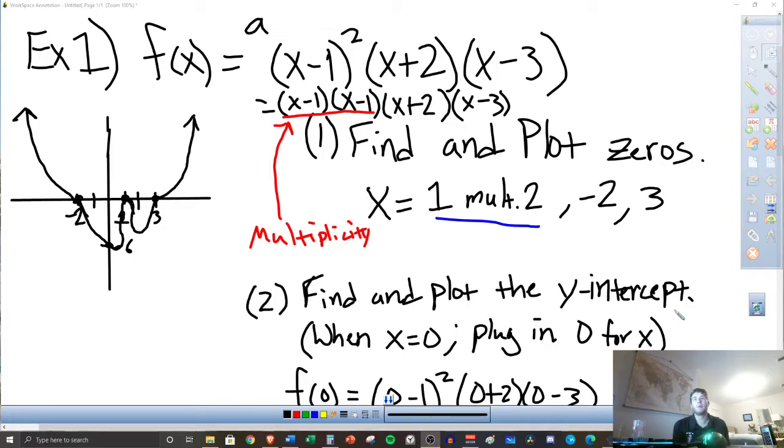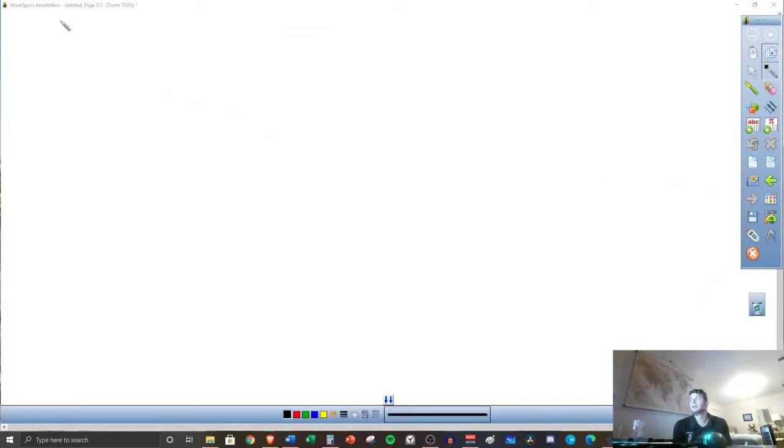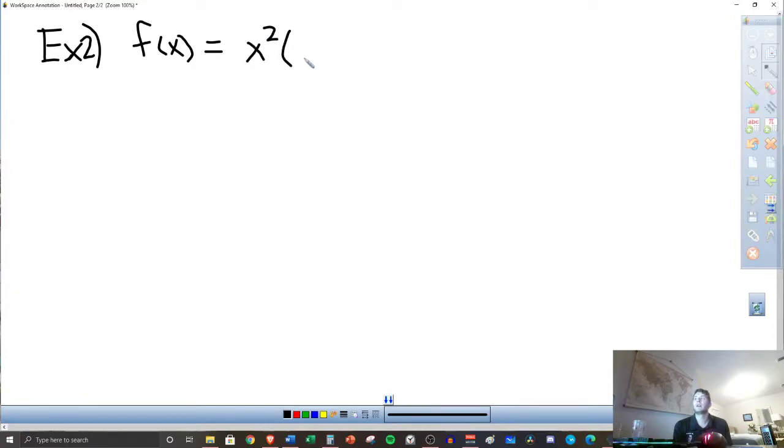Let's do one more example. We'll speed it up a little bit. So here's the next one. Let's go ahead and write this. This is example 2, f of x equals x squared times 2x minus 12 times x plus 2 times x minus 2.